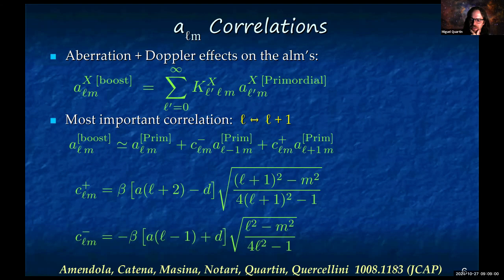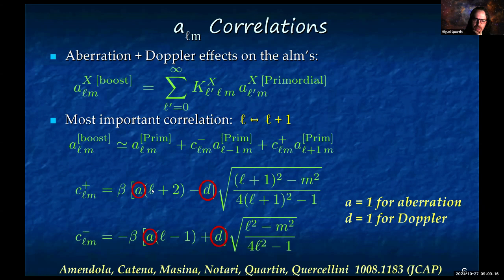which couples then the primordial LM, L minus one and L plus one. Okay, and I have these coefficients here. Don't worry too much about the equations. I will try to avoid many equations here. But the point is, some of these coefficients are due to the aberration effect, which is the change of angles of arrival of the photons.